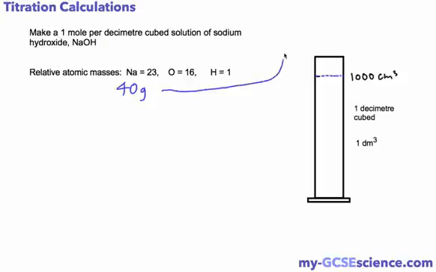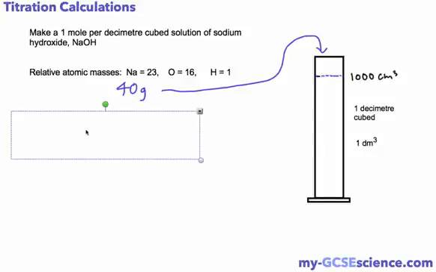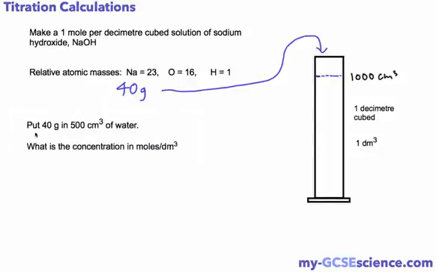Just chuck in that 40 grams, stir it in, dissolve it in, and we have made a 1 mole per decimeter cubed solution of sodium hydroxide. The next one I want to look at here is put 40 grams in 500 centimeters cubed of water. What is the concentration in moles per decimeter cubed?